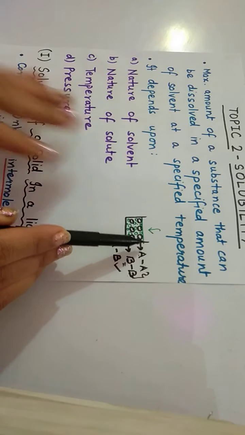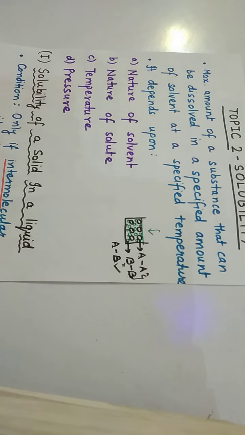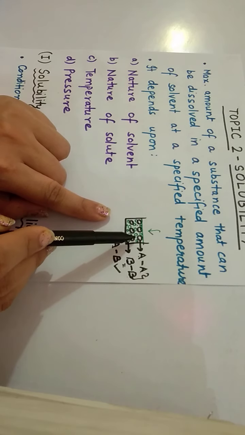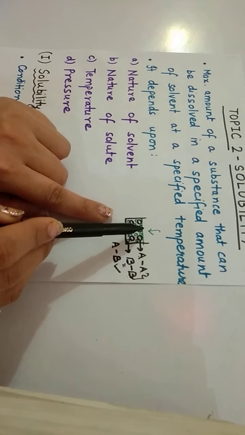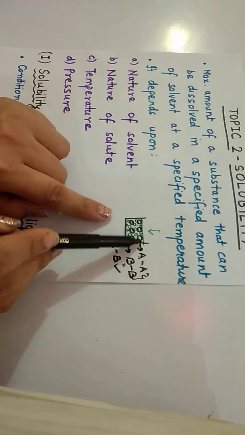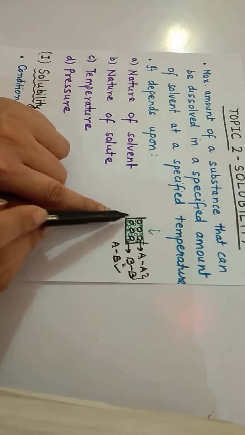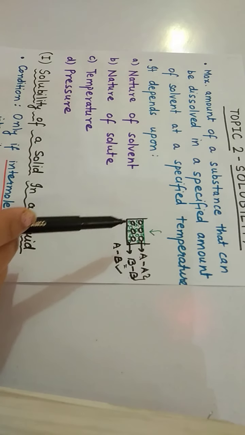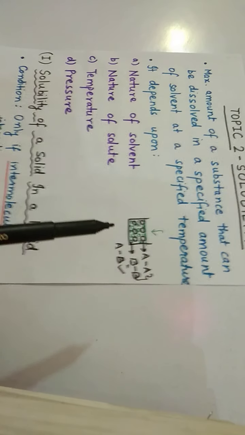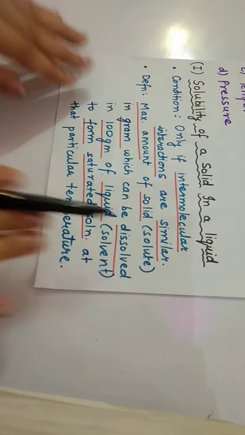A saturated solution is that solution in which no more amount of solute can be added. If you want to add more sugar particles in this, then they will not dissolve. So when no more solute can be dissolved in a given solvent, then that is a saturated solution.